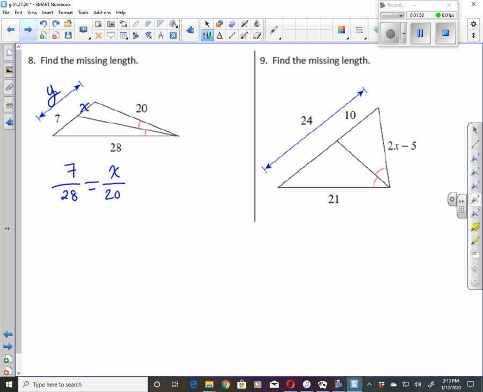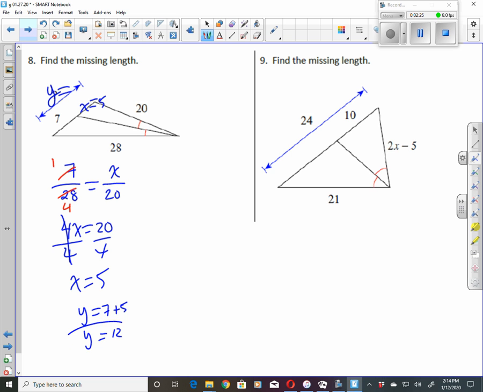We know that these go once and 4 times. That makes our arithmetic a little bit easier. 4x equals 20, divided by 4, divided by 4 gives us x is equal to 5. That's not our answer. That just tells us this length is 5. y then is 7 plus 5, or y equals 12.